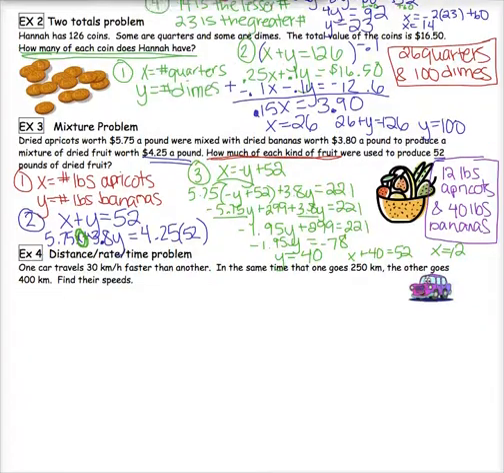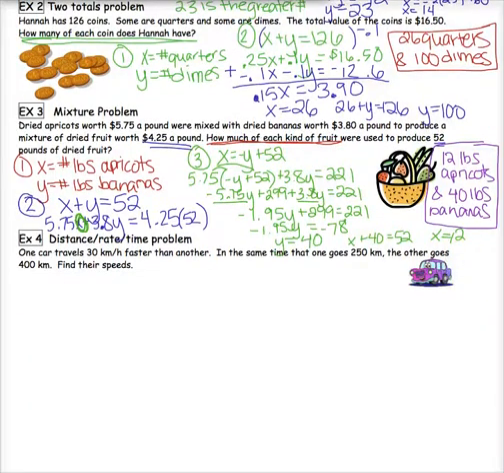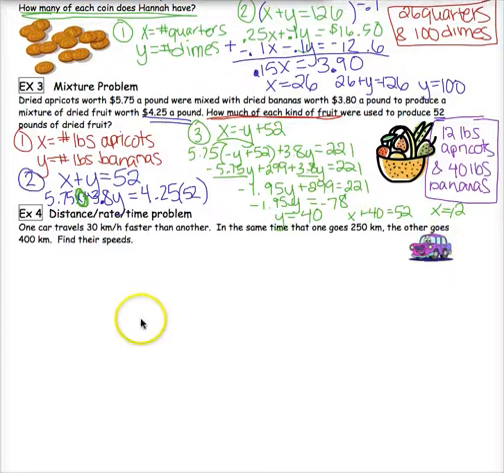All right, last example, and this one is a little bit tricky, so don't feel bad if it's a little hard to follow. One car travels 30 kilometers faster than another. In the same time that one goes 250 kilometers, the other goes 400 kilometers. Find their speeds. Now, I want to preface this by saying there are lots of different ways to solve this problem. So if you solve it different than me, that doesn't mean yours is wrong. This is just the way I'm walking through it.